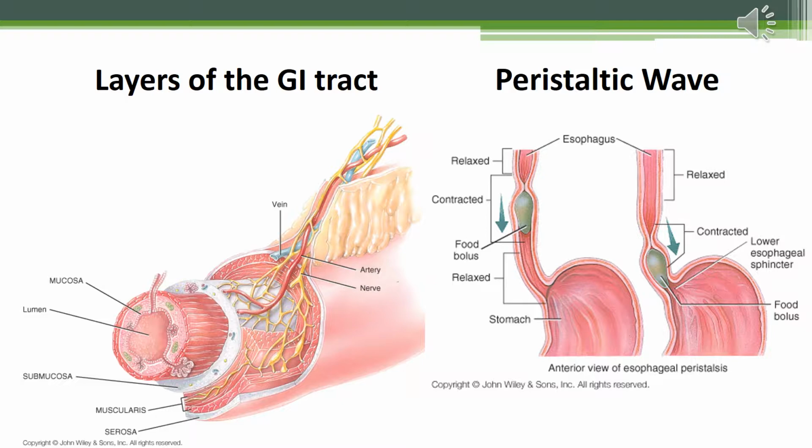And then at your right is a diagram which shows how a peristaltic wave works. So here, when the food's in the esophagus, we have a peristaltic contraction which moves the food, or bolus as it's called in this case, down the tube towards the open end such that it drops into the stomach.